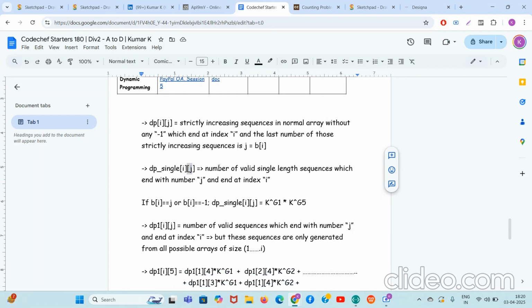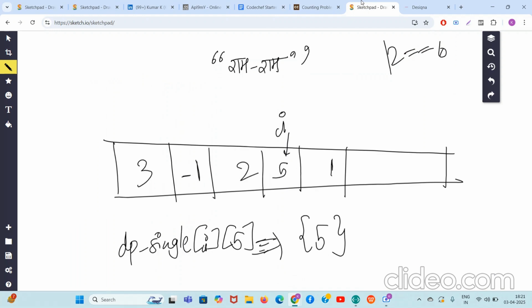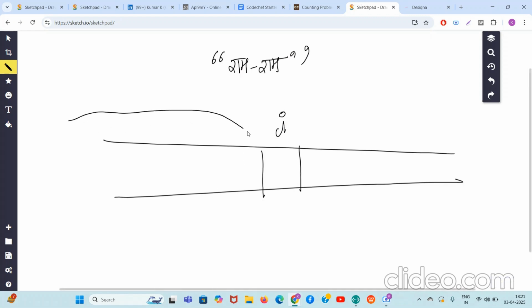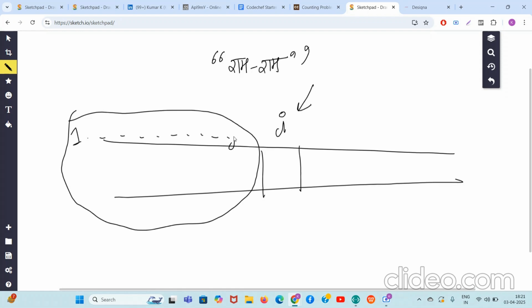Now guys, the second trick is you will calculate dp1ij, the number of valid sequences which end with number j and end at index I only, but these sequences are generated from all possible arrays of size 1 to I. So now guys starts the interesting procedure. You should know the longest increasing sequence trick, that whenever you try to find the number of longest increasing subsequences ending at index I, you try to find the second last guy from 1 to I minus 1.